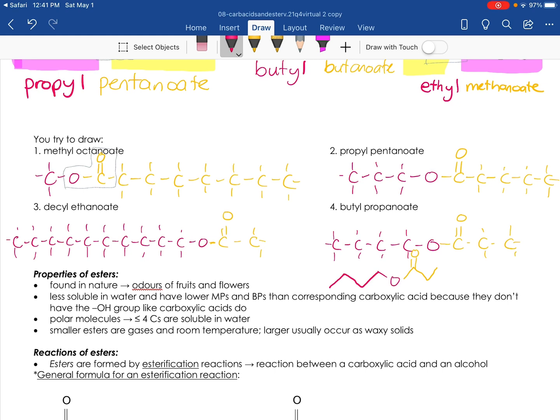So for solubility, esters are polar. They do have oxygen. However, they do not have OH. So they would not be able to make hydrogen bonds with themselves like carboxylic acids and alcohols can. Tomorrow when you look at amines, which have nitrogen, they are not going to have hydrogen bonding with themselves either, which means they have lower melting and boiling points.